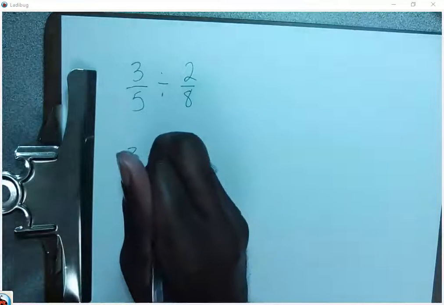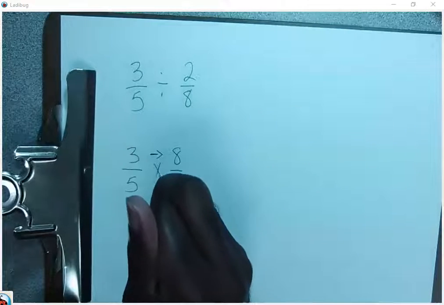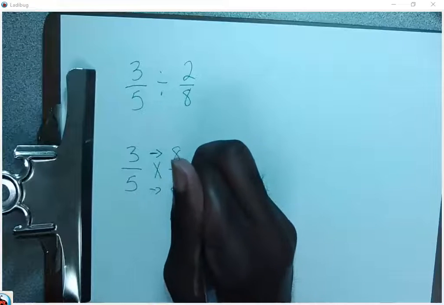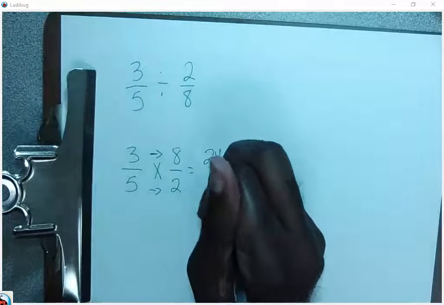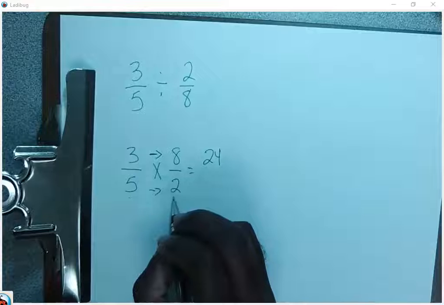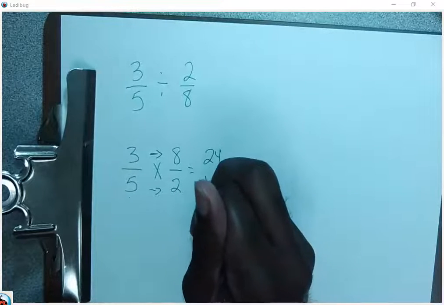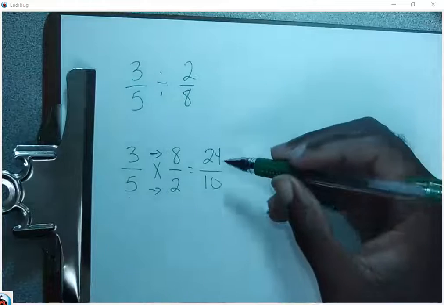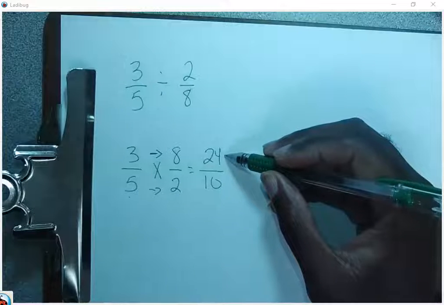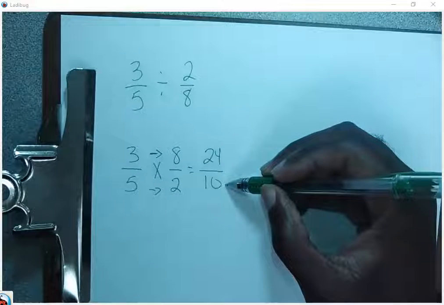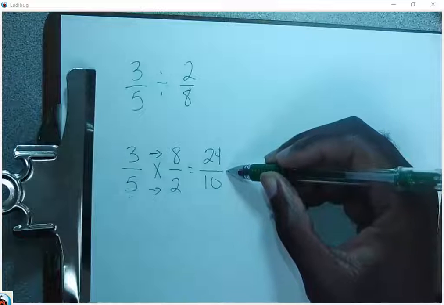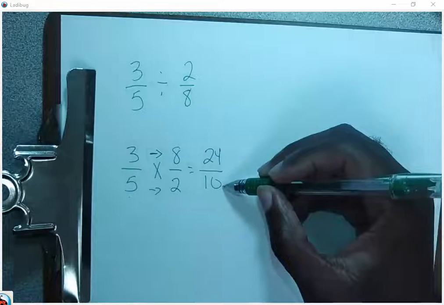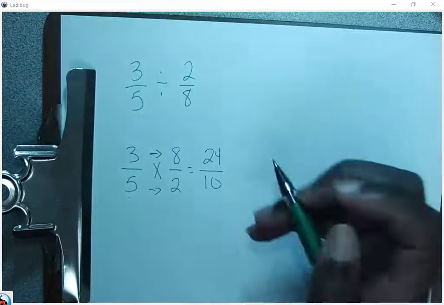Once we do that, we're going to multiply straight across. 3 times 8 gives me 24. 5 times 2 gives me 10. And now we have 24/10. Anytime your top number, which is your numerator, is bigger than your bottom number, which is your denominator, that is what we call an improper fraction. So what we're going to do is turn this improper fraction into a mixed number.